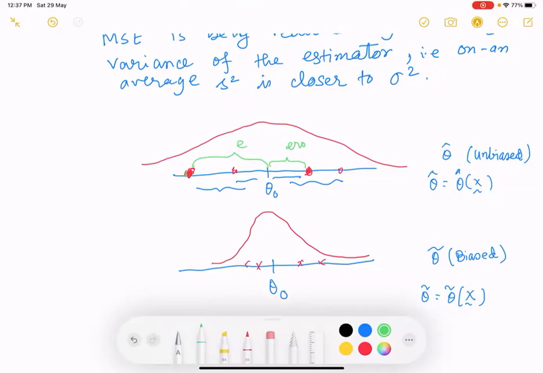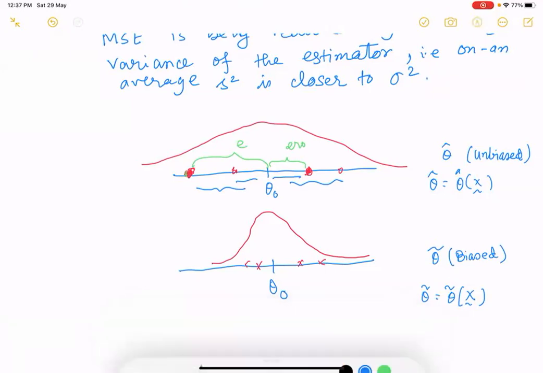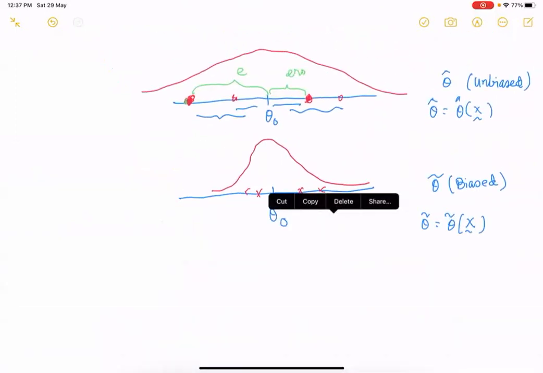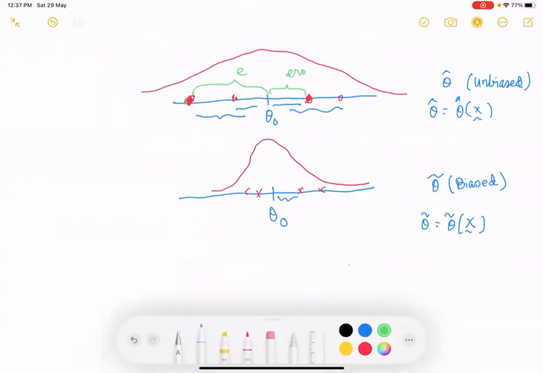And the philosophy is, when I'm estimating, at the end of the day I don't know where my true theta naught is. So what can I do? I can do my best. I would like to reduce the overall error. This error, that is where the main focus comes in.